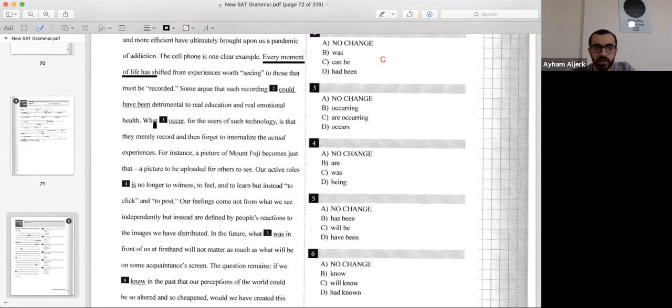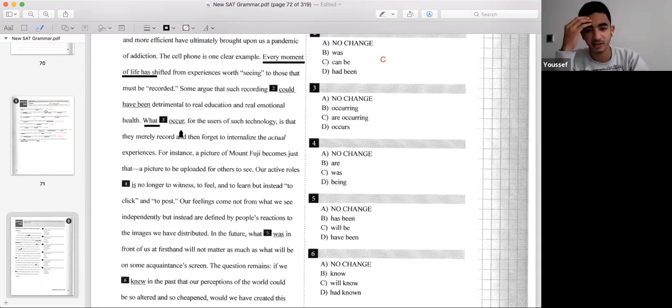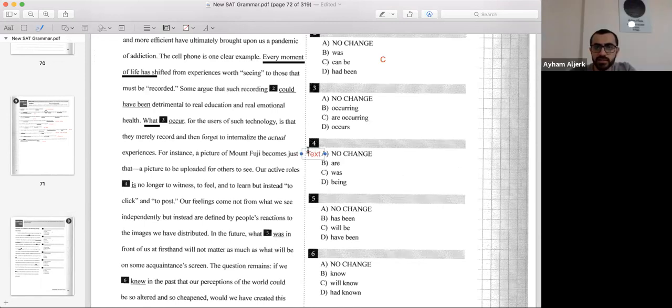Okay, now here we have what. Usually when we start with what, we need to have a singular form of the verb. And here we have to have singular form. So what do you think the answer is? Answer is D. Yes, it is. So for example, we say what is the name? So we have a singular form of the verb after it. So here it's like what occurs. It means, for example, we change it to say it. It occurs. That's why D is the correct answer.